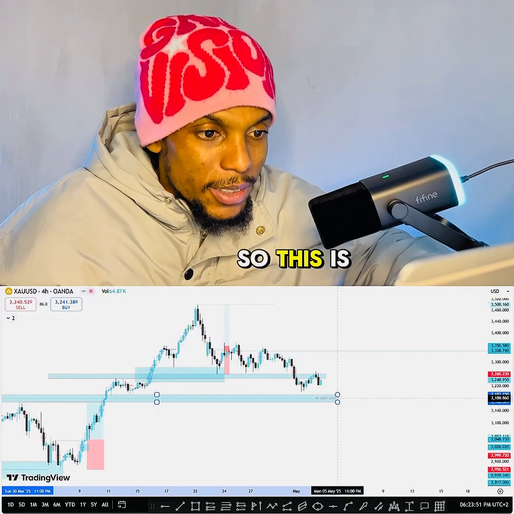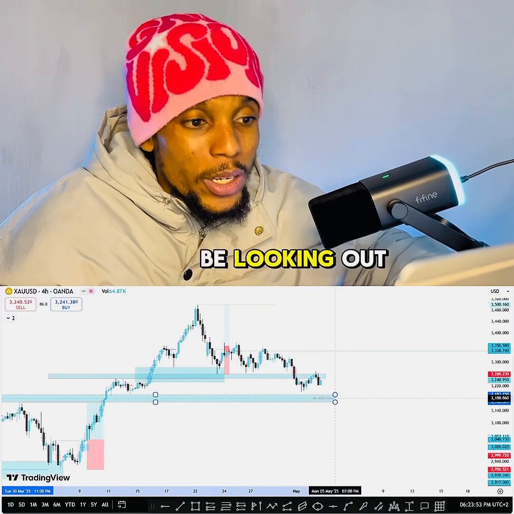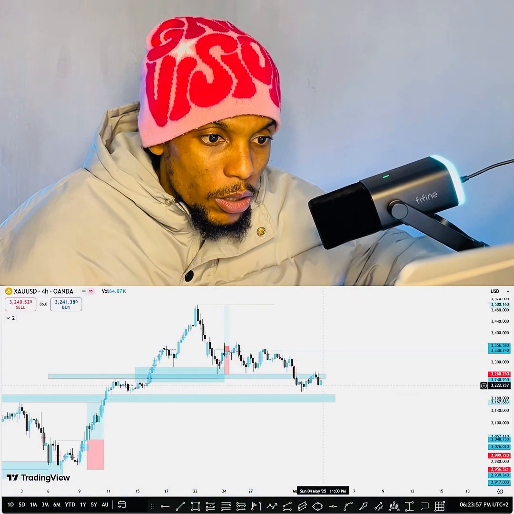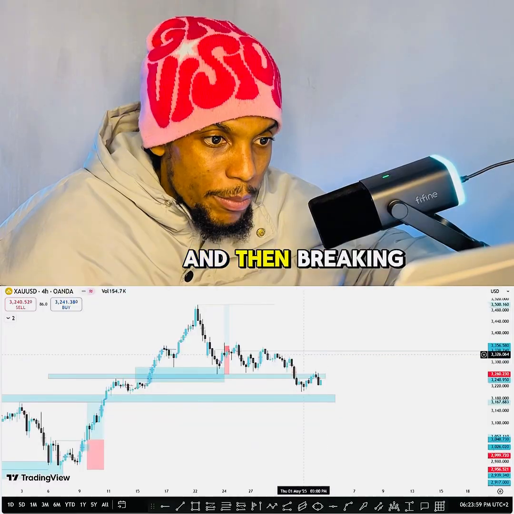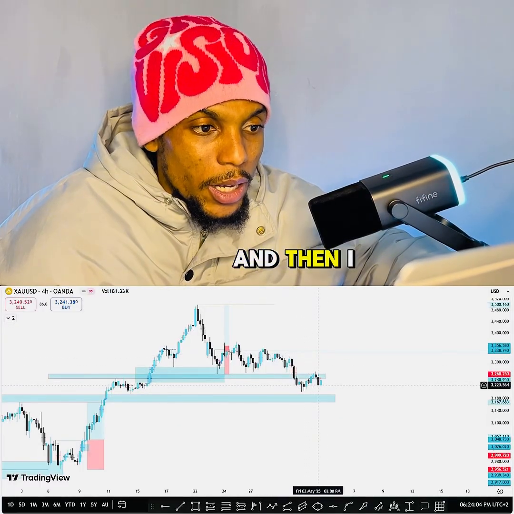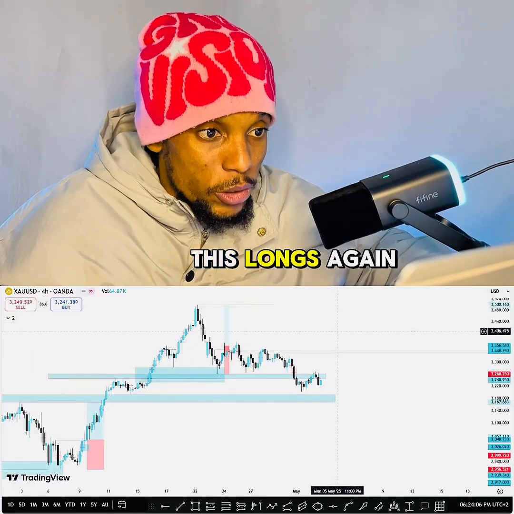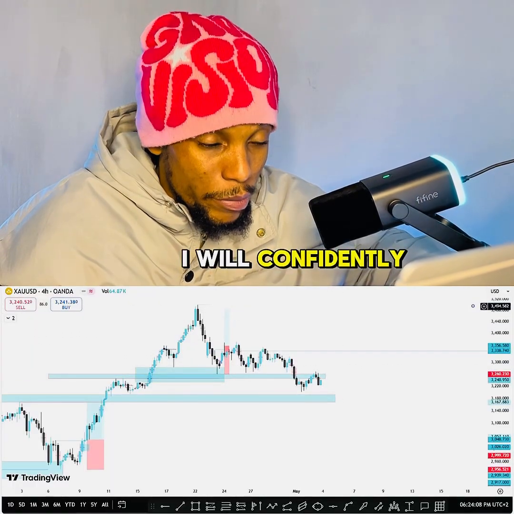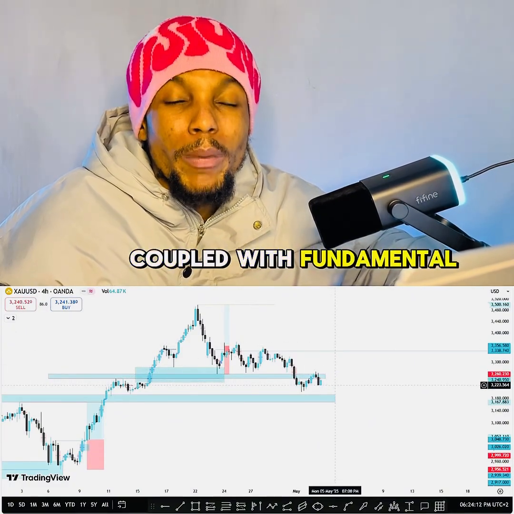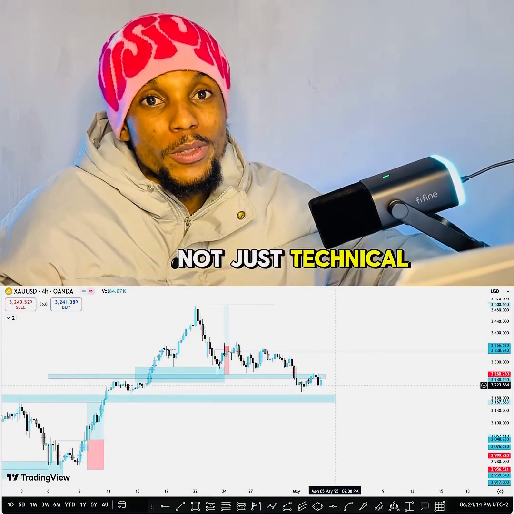So this is actually the second fair value gap. What I'll be looking out for next week is to see if price would keep going up from here and then breaking this particular high that brought price into this low, right? And then I would confidently enter these longs again to the upside, right? I will confidently buy gold again to the upside, coupled with fundamental reasons, not just technical reasons, right?